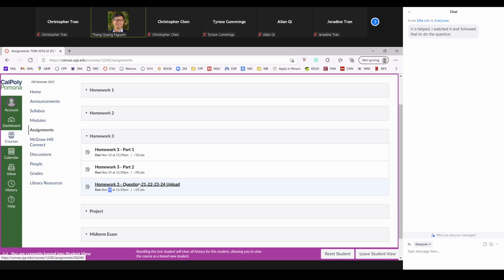Again, I try to space out the workload. Otherwise, a lot of things will be due at the same time. Then maybe it's not good for you to learn. It's all about learning, right? If it is too much at the same time, then we learn less than if we can space it out a little bit. Okay, so that's the homework 3 submission.